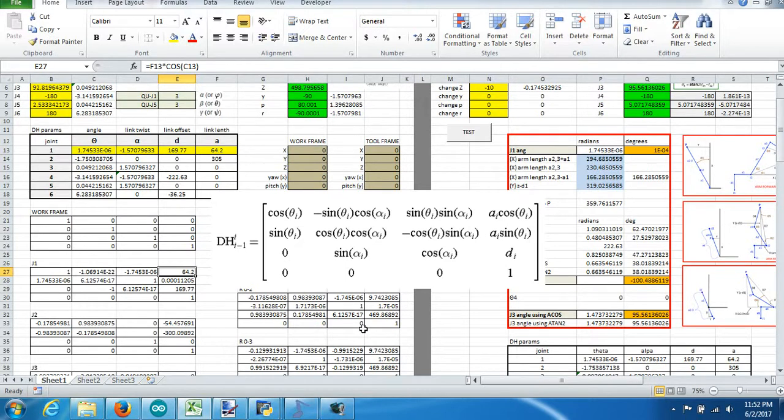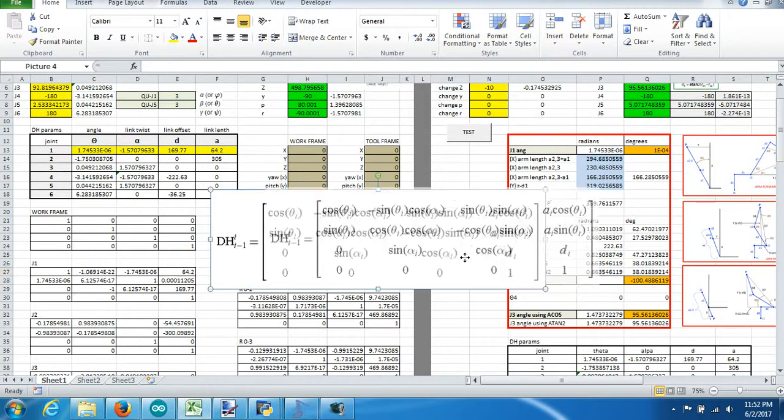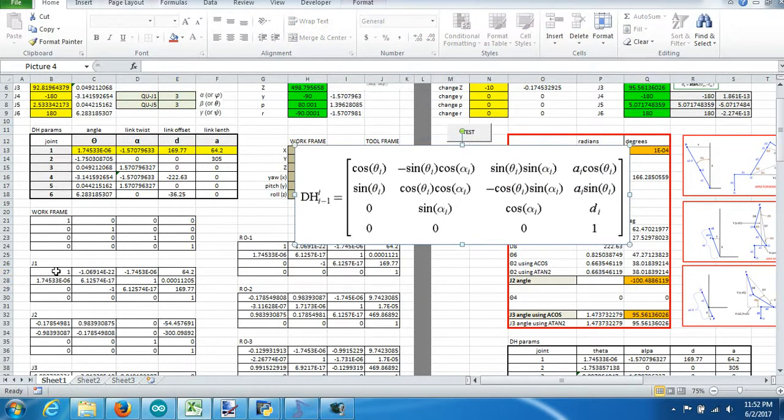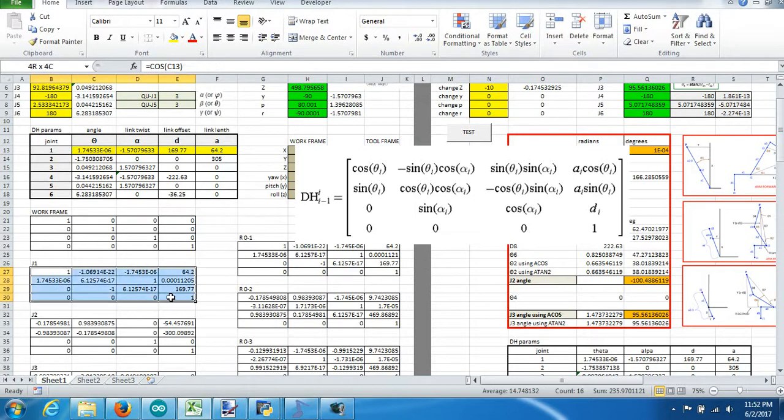So let's talk a little bit more about the next step. Let me click on each of these so you can see what these do. This one is cosine of that value, this one is negative sine of that one, and cosine of that one, and so on. You can look through all of these and see how the math was done to create this transformation frame.